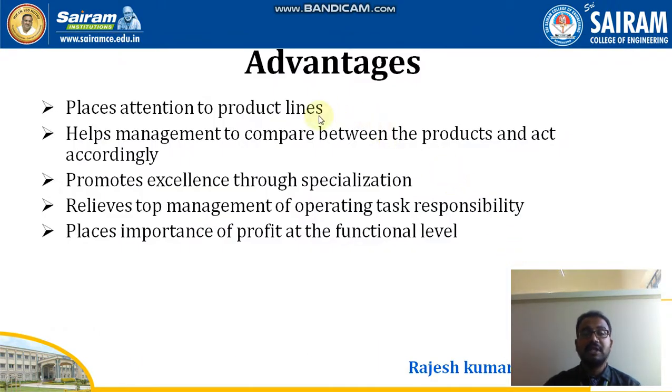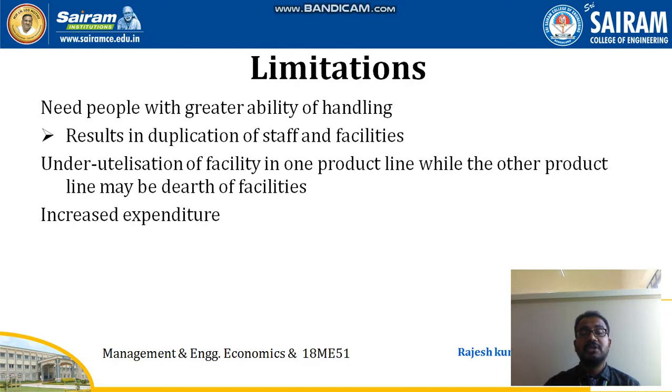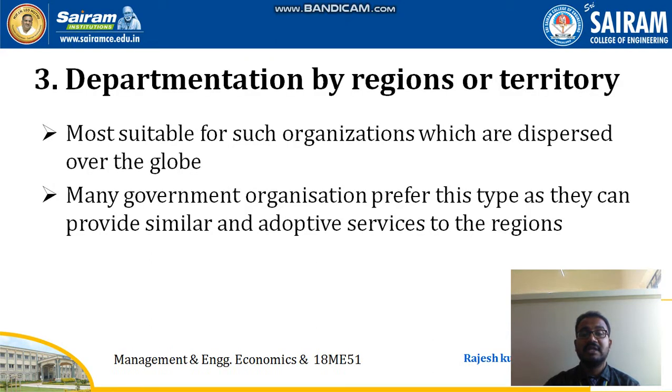Its advantages include places attention to product lines, helps management to compare between the products and act accordingly, promotes excellence through specialization, relieves top management of operating task responsibility, places importance of profit at the functional level. Limitations: need people with greater ability of handling, results in duplication of staff and facilities, underutilization of facility in one product line while the other product line may be short of facilities, increased expenditure.